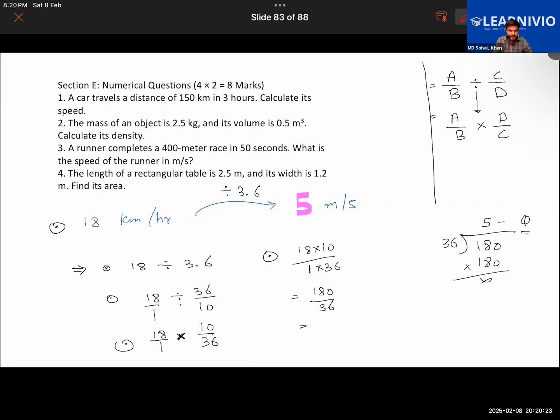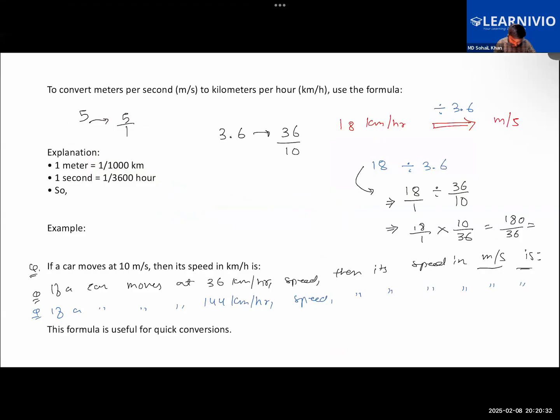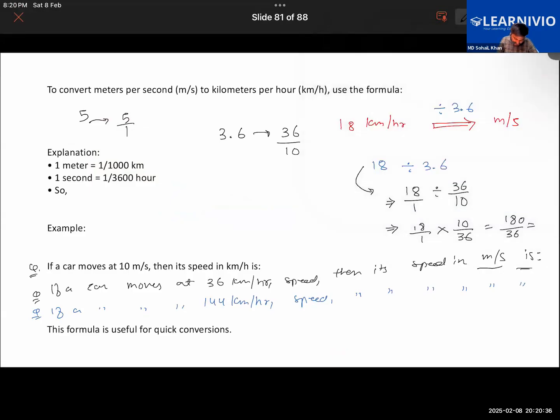Okay. So that is over. Let's continue with this. Is it clear to Fatima? It's clear. Yes, sir. You have an answer for this one, by the way. For the third question: 144 kilometer per hour. Okay.